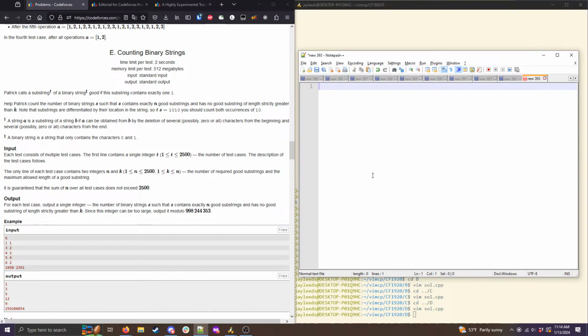Okay, we want to count the number of binary strings S, such that S contains exactly n good substrings and has no good substring of length greater than k. And a good substring is a substring that contains exactly one 1.